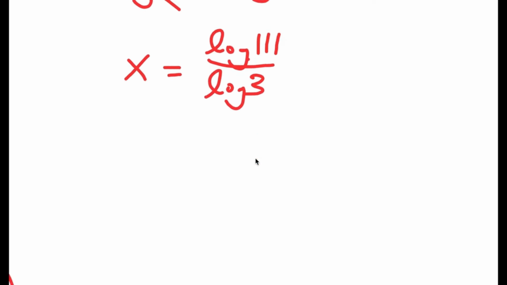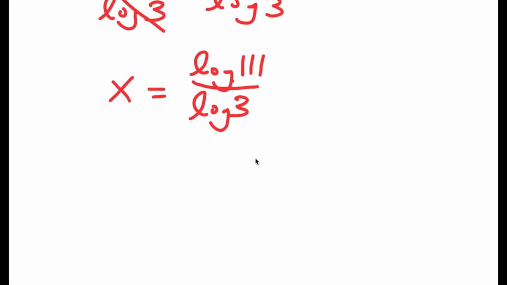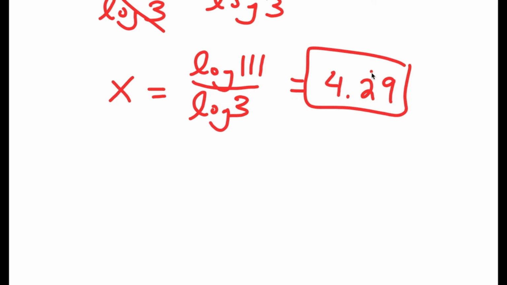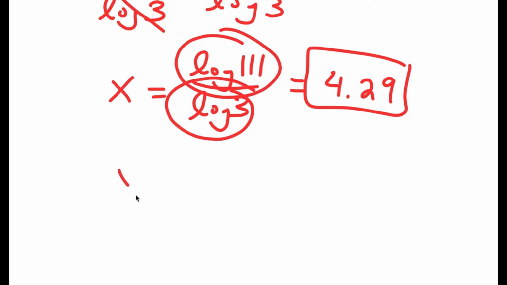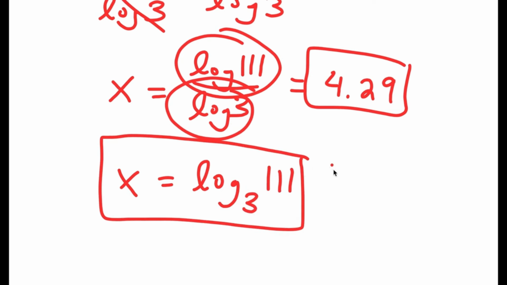Now, I can write my solution in two ways. The first of which is to actually divide log 111 by log 3. So log 111 divided by log 3, this is equal to 4.29. So this is one way I can write my solution. Now another way I can do this is if I have something in the form log a over log b, this is going to equal log base b of a. So this is another way of writing my solution.